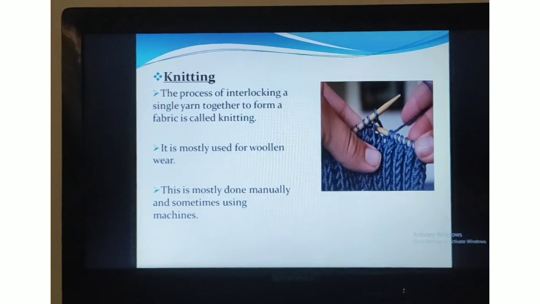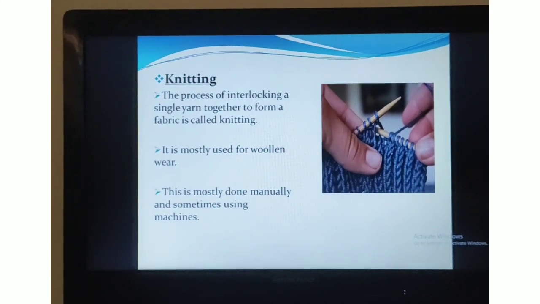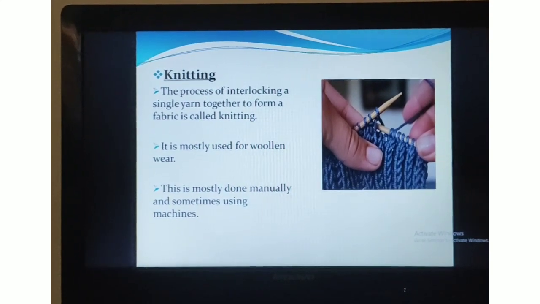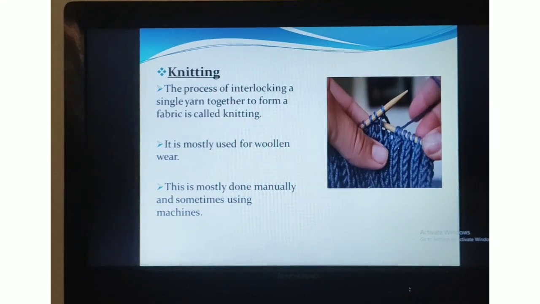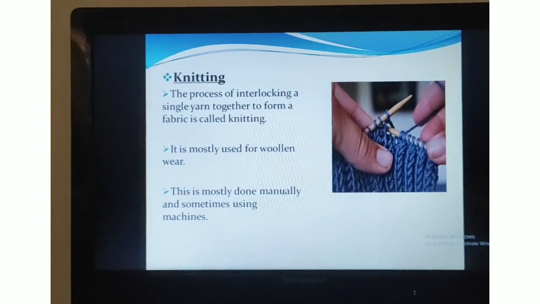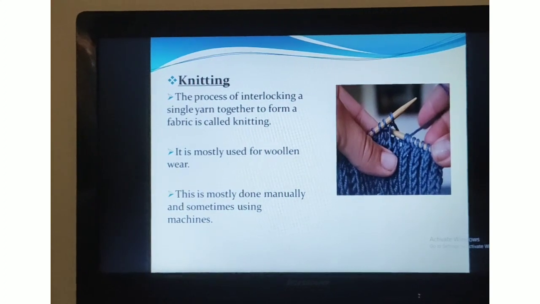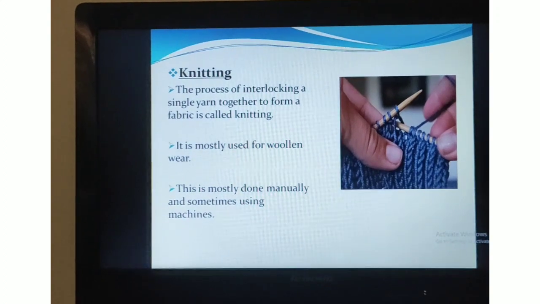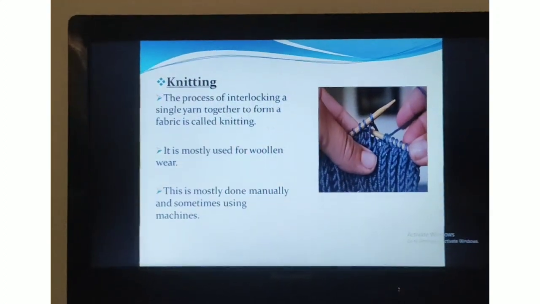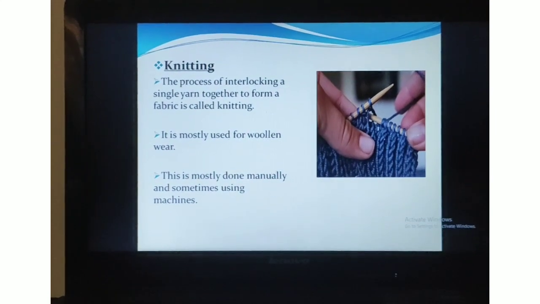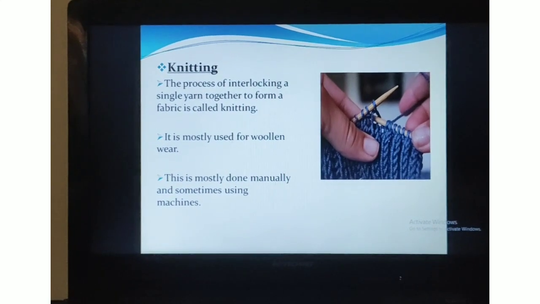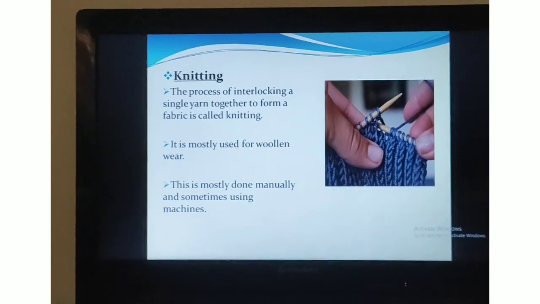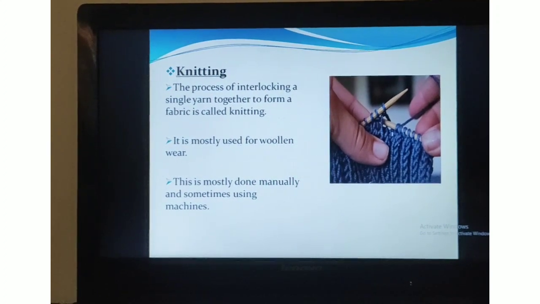If you observe carefully, all sweaters are formed by this knitting process. Generally in the previous time, grandmothers used to knit sweaters for their grandchildren with this method. But nowadays everything is available very easily in the market, so people stopped doing it. But still at some places the knitting process is done at home. You can also try it at your home.